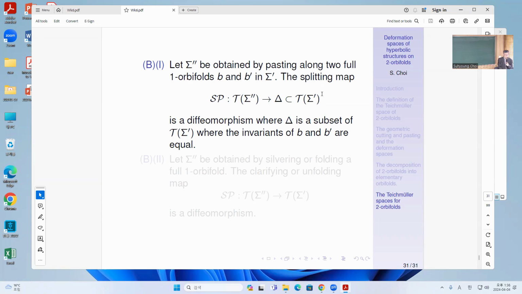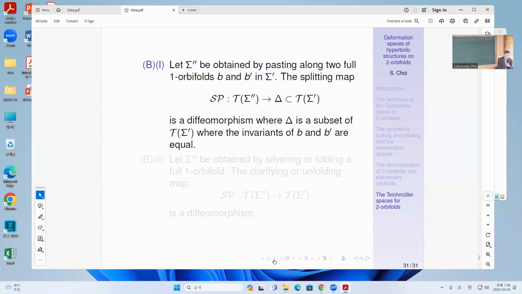The Euler characteristic also changes, right? Because you identify these segments. So by one, and then the boundary orbifold number also changes. Okay, and then you have to work it out to show that you get the right formula.